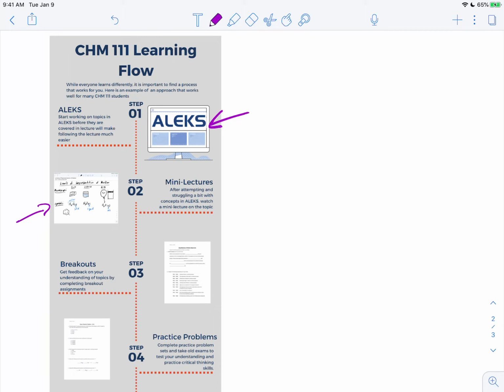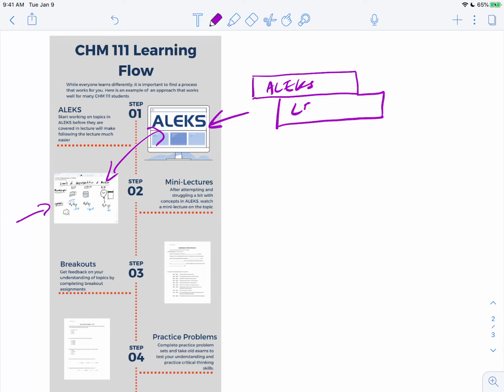Now, I will say though that if this says step 1, start with Alex, and step 2 is lecture, some students will actually flip-flop these. Some students are like, you know what, I really like to hear the content first before I do Alex, and that's completely fine. But you have to understand that when I assign things, if we have a specific topic that I'm going to discuss, let's say it's balancing equations, for example, or some topic.